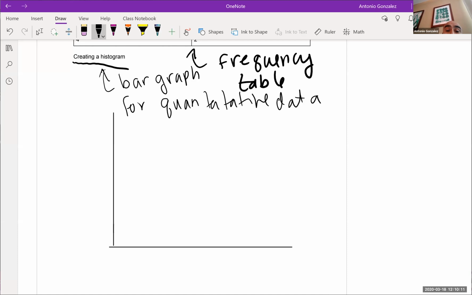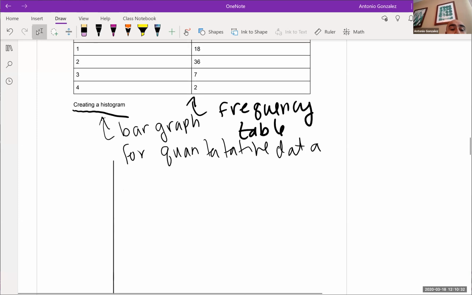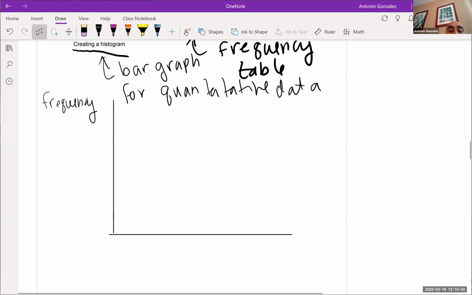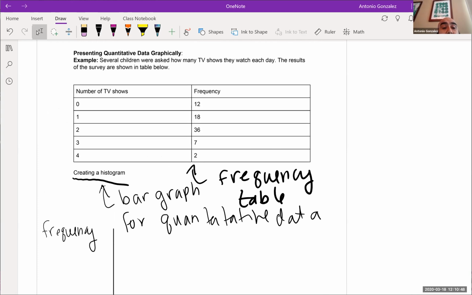One thing here is that when we were dealing with bar graphs, we had a Pareto chart and just a regular bar graph. But in this case, we are not going to have that, because it's numerical, so there is already a natural order for this. It's going to be in the order of whatever our data values are. The vertical axis is still going to be the frequency, and then the horizontal axis will be the data, in this case the number of TV shows.